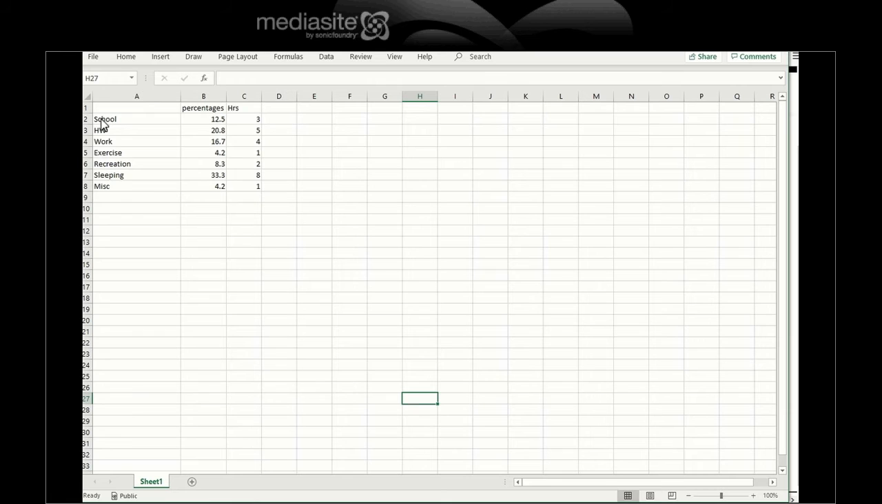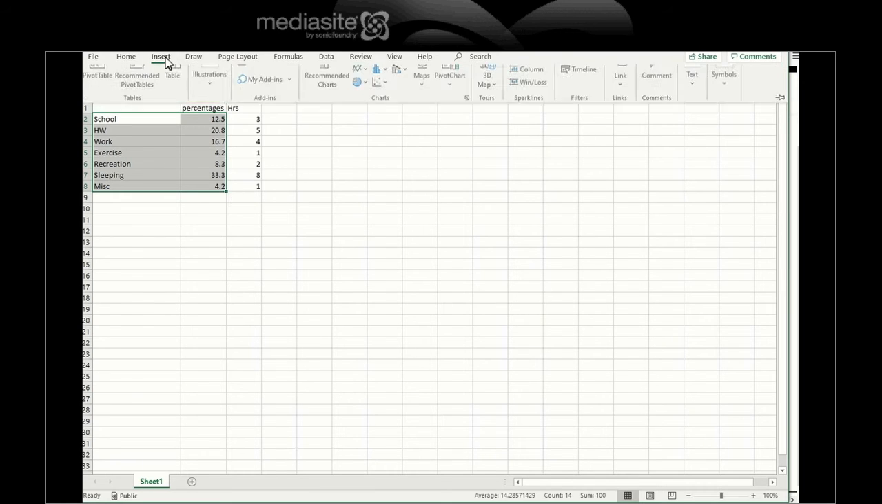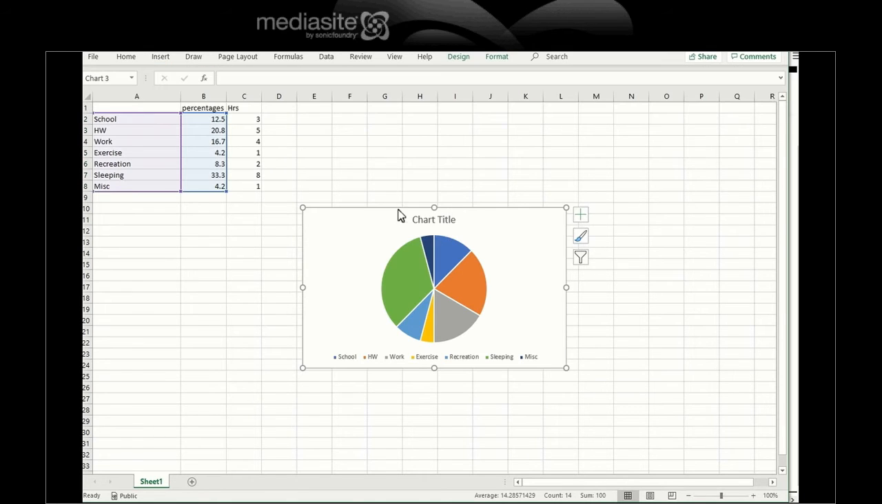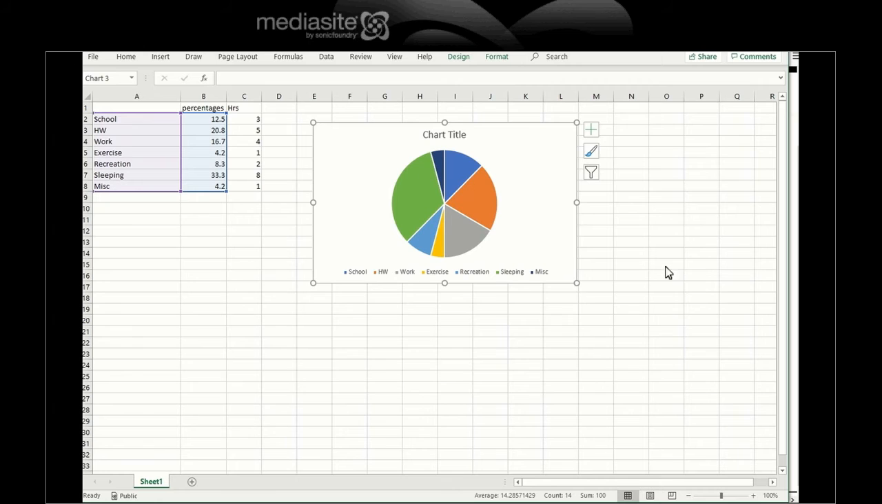We do it in Excel quickly by highlighting what we want, the items and the respective percentages. Go to Insert, insert what? I want a pie chart. Do a simple 2D one. So here's a pie chart.